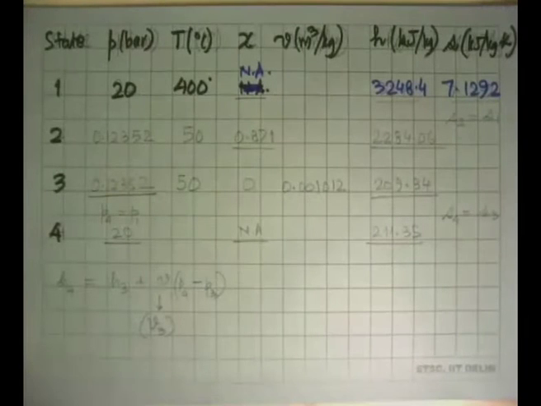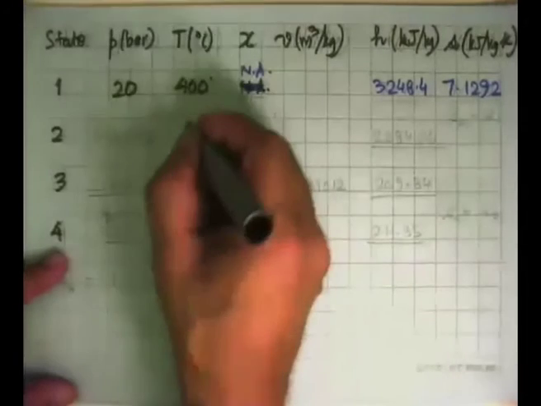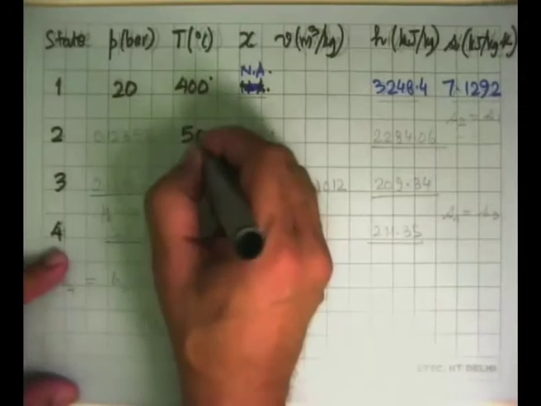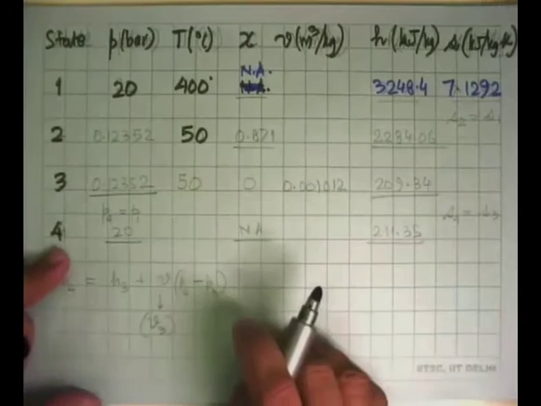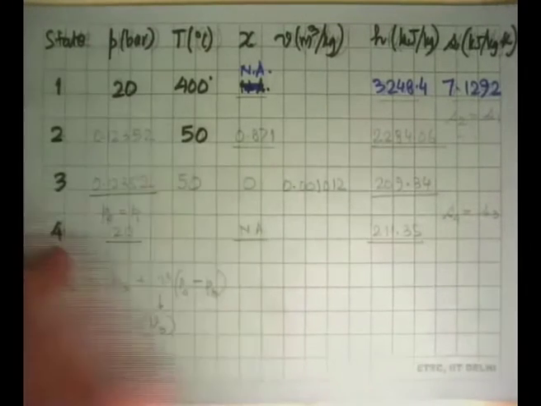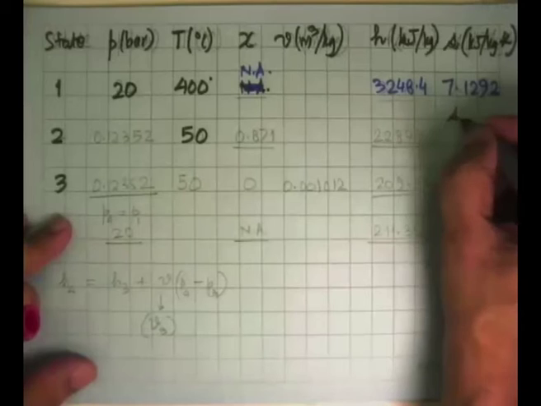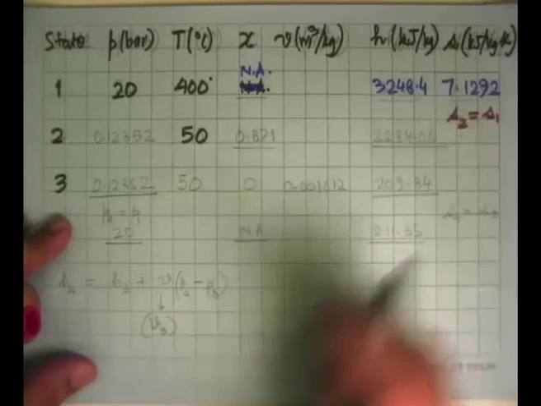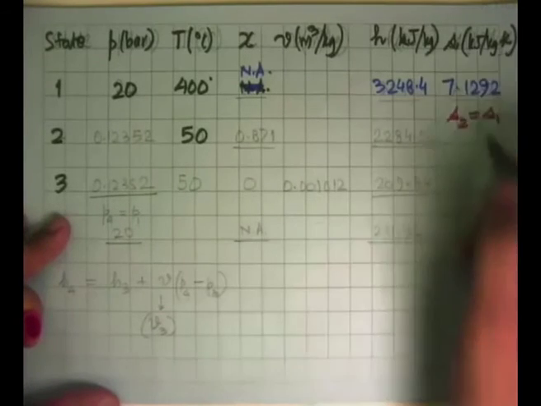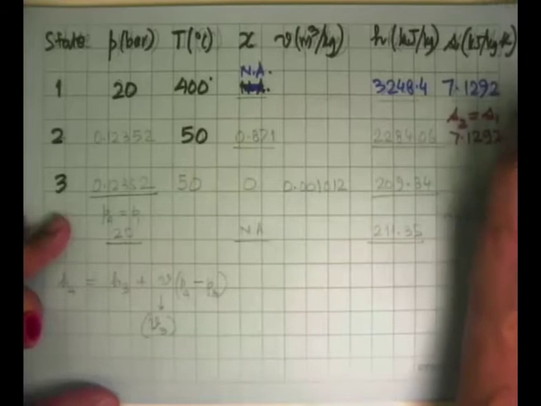What more is given to us? In state 2, we are given that the temperature is 50 degrees Celsius. And to know what is the state, we see that the flow has gone through the turbine, which means that we use the condition that for an ideal turbine S2 will be equal to S1. And so this value will come here also, 7.129.